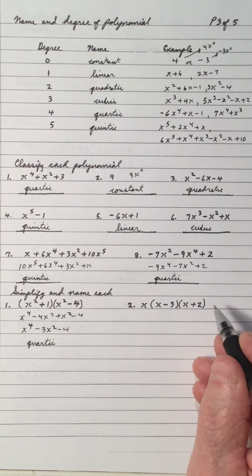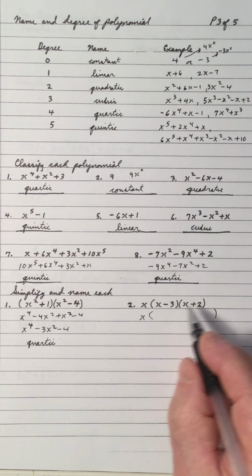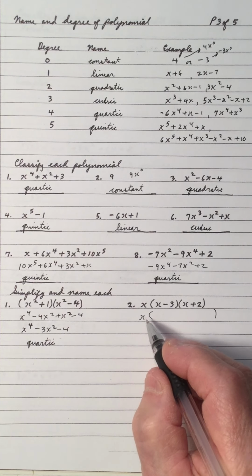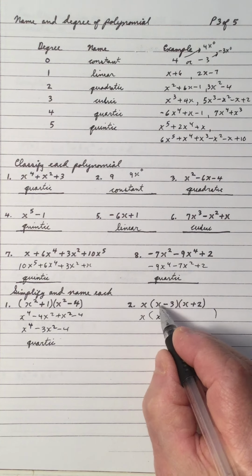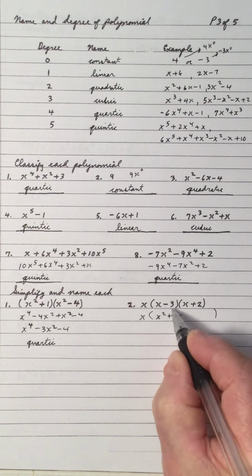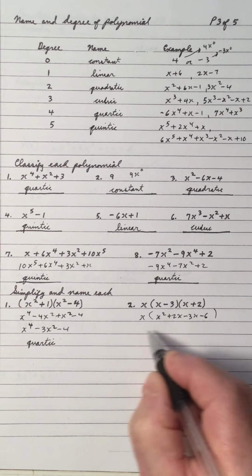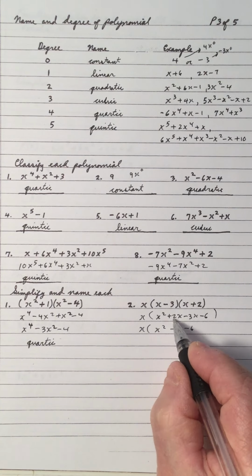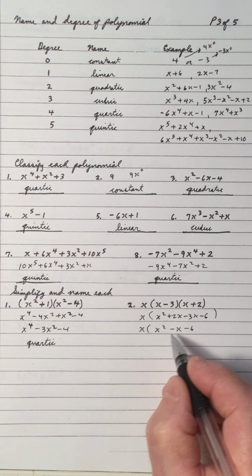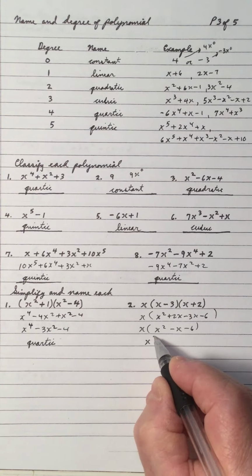Now simplify this one. What I do is multiply my two brackets first, and then I multiply by the x after. That's just the way I do it. So I go x times x, I'm doing a FOIL, x times 2, negative 3 times x, negative 3 times 2. I simplify that first because it makes it easier. 2 minus 3 is negative 1. And now I multiply x by each of these terms. So I get x cubed minus x squared minus 6x.